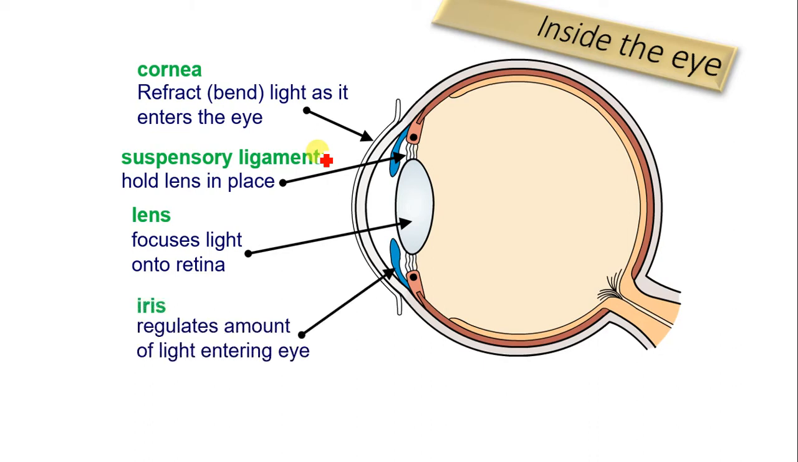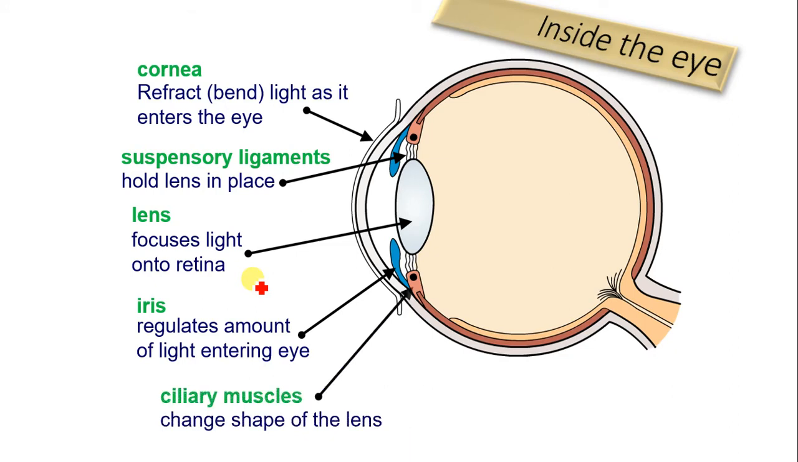So that will now take us to the iris. And the iris function is to regulate the amount of light entering the eye. First, look at this, so you won't get confused. You move to the cornea first, which refracts light as it enters the eye. Then the iris regulates the amount. Cornea refracts, iris regulates the amount, lens focuses the light onto the retina.